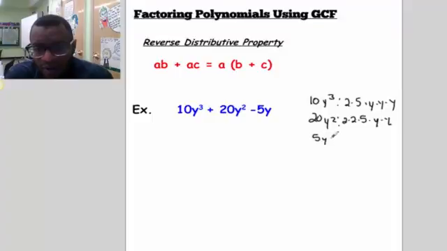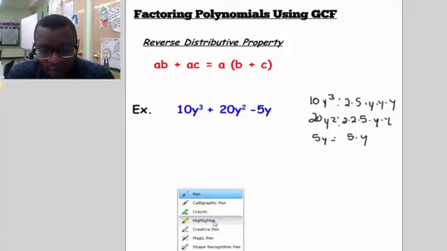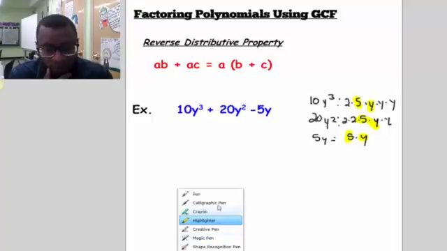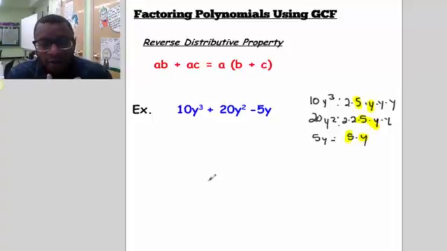And 5y is simply 5 times y. So here we have common factors. Let's highlight our common factors. The common factor between all 3 is 5 and 1 y. So our common factor is 5y. Our GCF is 5y. Okay, so this is the factor that I want to factor out of my expression.